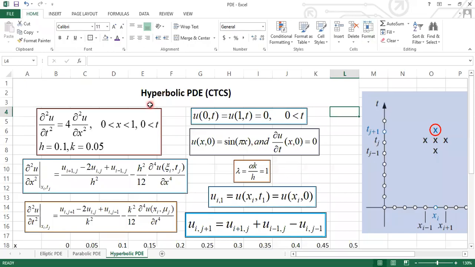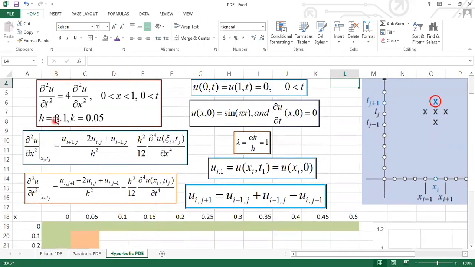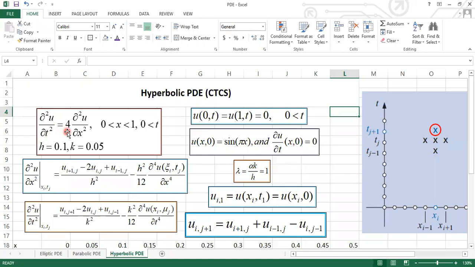Well, this tutorial is about the hyperbolic partial differential equation, and we will use the technique central time and central space derivative definition. So let's look at the problem. Partial square u partial t squared equal to 4 partial square u partial x squared, and the x has bound from 0 to 1, and the t is for all times greater than 0.